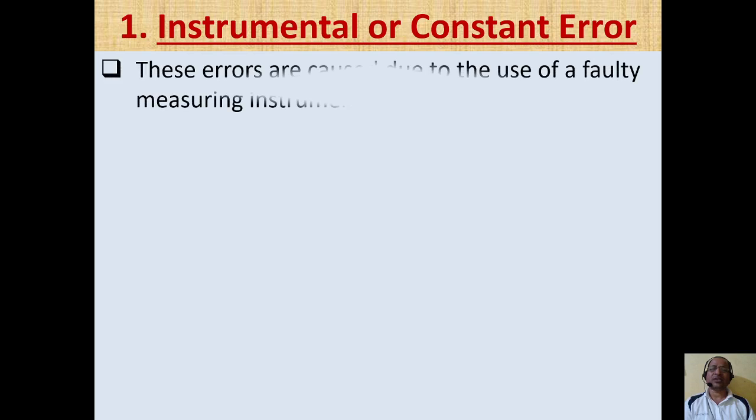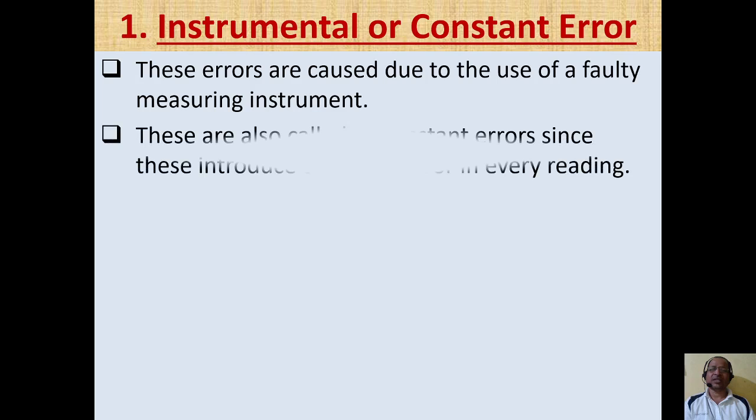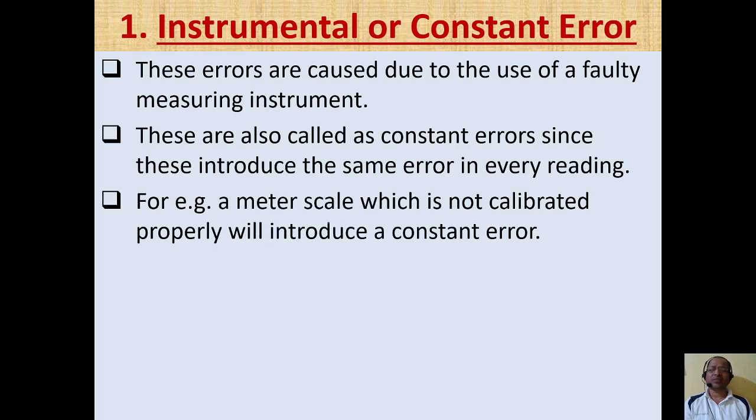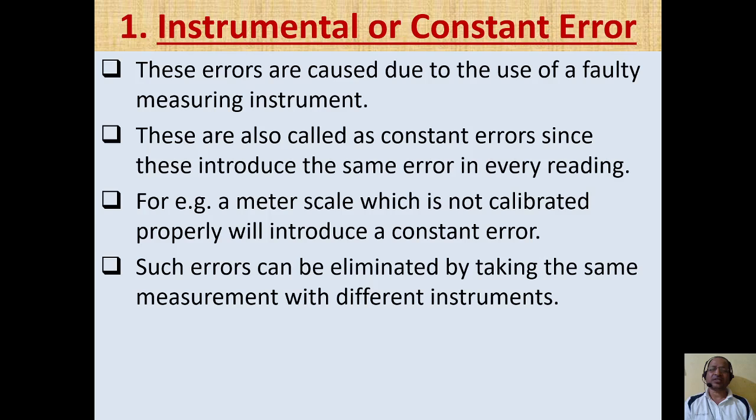So we can define instrumental error as the error caused due to the use of a faulty measuring instrument. The same error follows because of the use of the same faulty instrument. For example, if a meter scale is not calibrated properly, then it will introduce instrumental or constant error. And to eliminate such type of error, we have to take the same measurement with a different instrument.